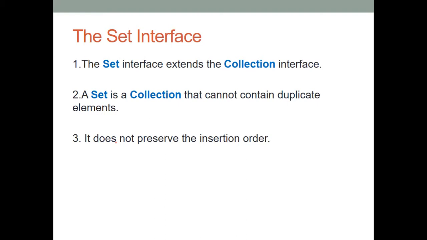So now I'm going to discuss the Set interface. The Set interface extends Collection. The List interface also extends Collection, but the difference is that List can store duplicates but Set cannot. A Set is a collection that cannot contain duplicate elements. It does not preserve the insertion order. It means that Set does not maintain the insertion order. It will put your data in any order. You don't know how it is inserting.